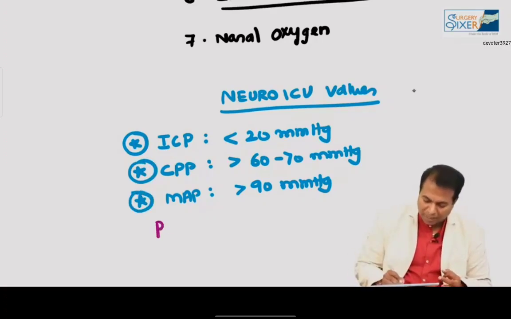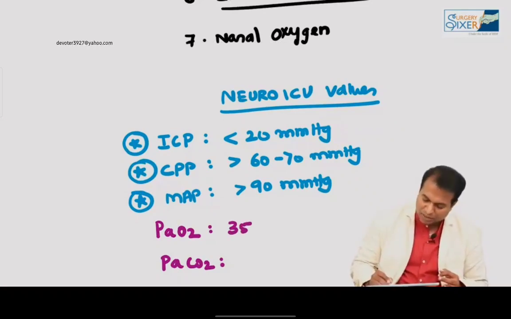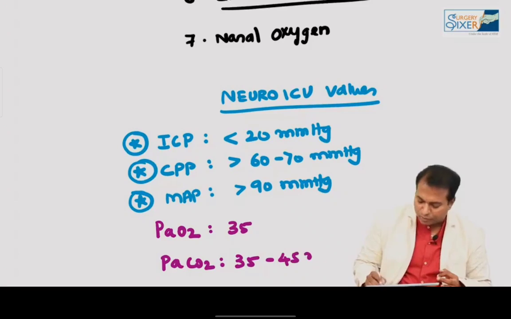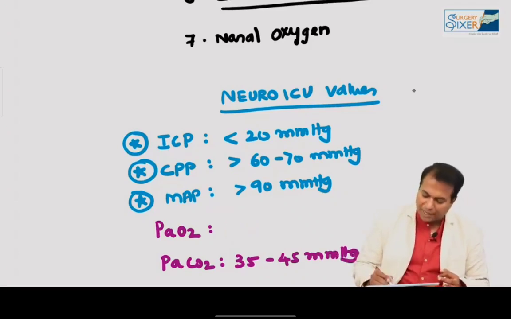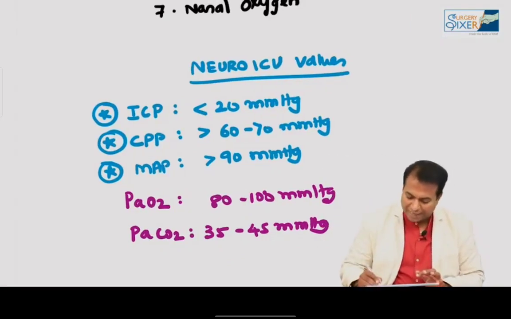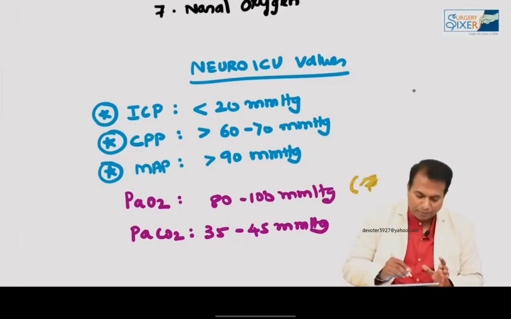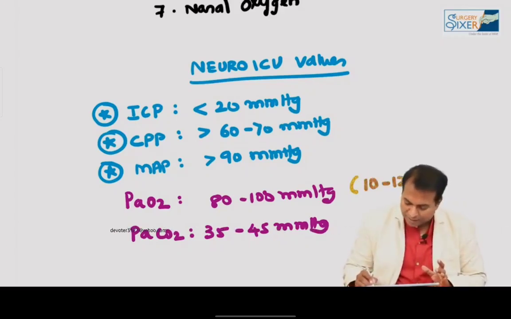Along with this, we also should maintain partial pressure of oxygen and partial pressure of carbon dioxide at certain values. CO2 should be maintained at 35 to 45 millimeters mercury, and oxygen should be maintained at 80 to 100 millimeters mercury. But this is not given in millimeters mercury in Bailey and Love. Bailey gives it in Pascal units. So oxygen is maintained at 10 to 12 kilopascal, and CO2 at 4 to 6 kilopascal. This is a rough value, but remember this.